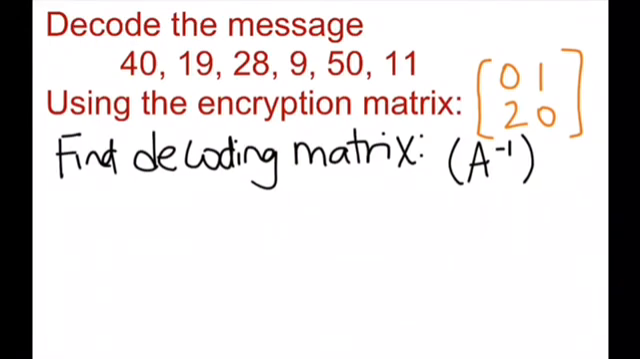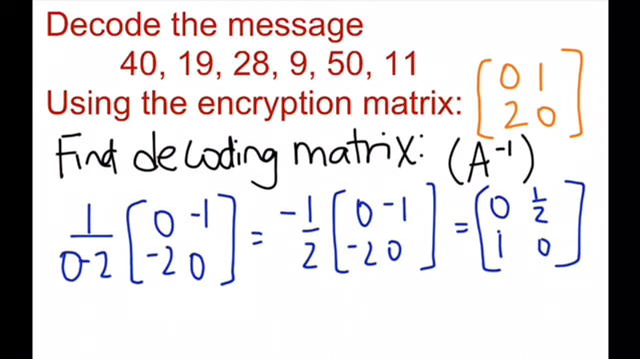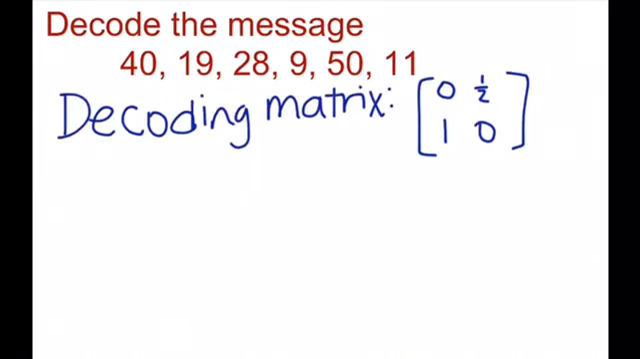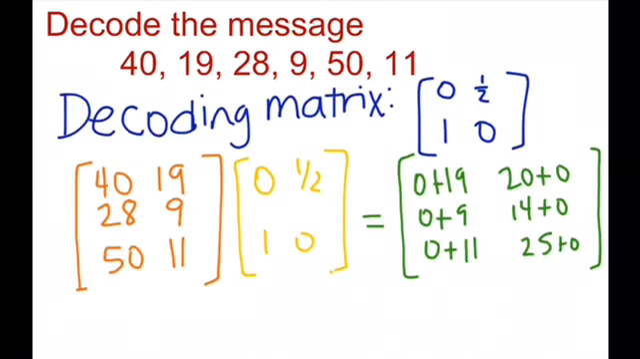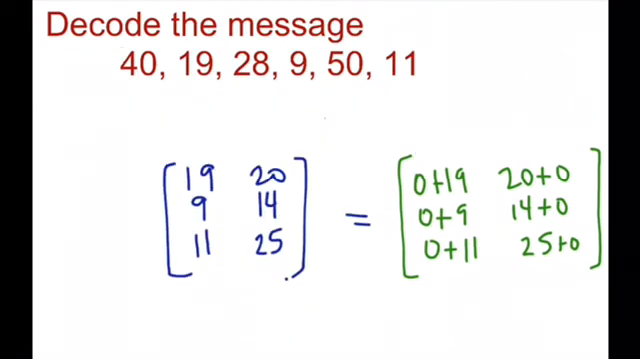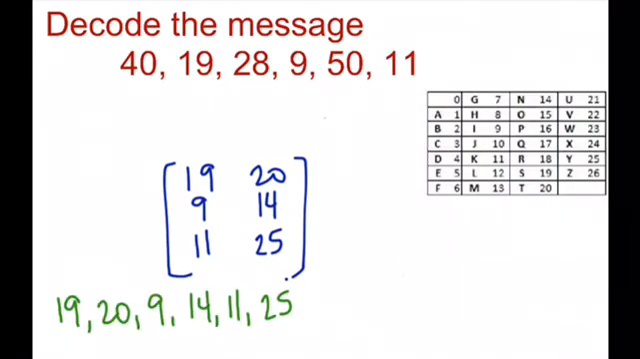Okay, the decoding matrix, we need to find the inverse. So you should have found the inverse, and that inverse is 0, 1/2, 1, 0. Right there. So you're going to use that by multiplying this set of numbers from that matrix times the decryption matrix, and then you would get that matrix right there, which simplifies to 19, 20, 9, 14, 11, 25. Writing it as a list of numbers right down here, and then use my alphabet box to decipher what that is. And so when you match up all the numbers with the letters, the code is stinky.